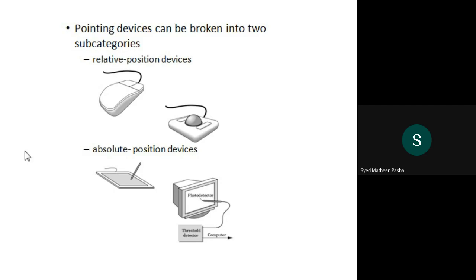Then there is another device called an absolute position device, which is actually called a photo detector, with the help of which some systems are installed. These are basically used in scientific laboratories, and they also consist of some pens, with the help of which you provide input to that particular system with respect to some threshold of the computer. So these are the two subcategories of pointing devices.